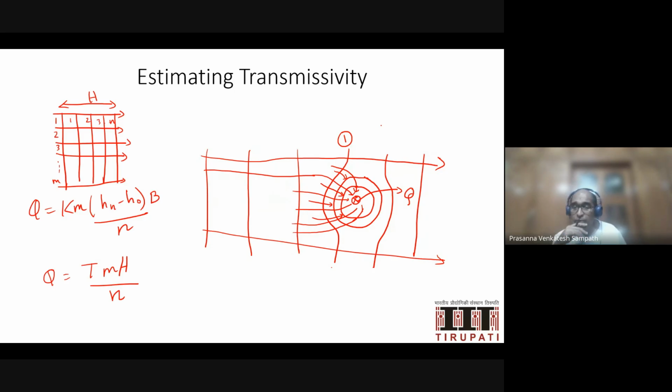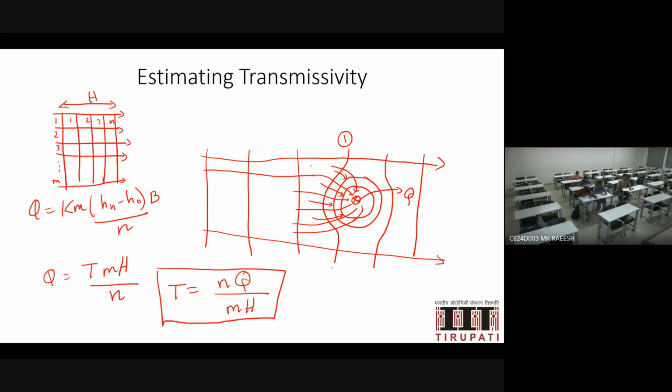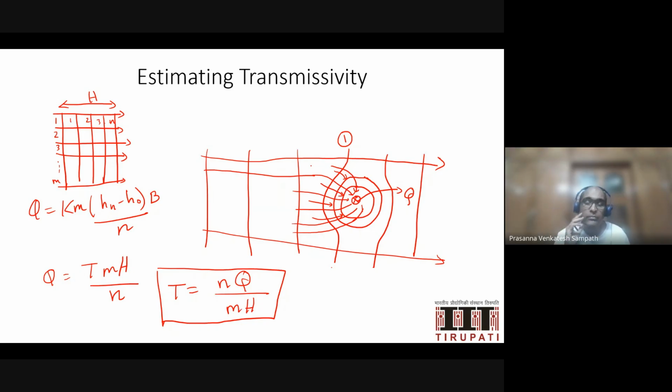is the number of head contours. Okay, so if I rearrange this, I'll get T equal to N times Q divided by M times small h. So Q has units of meter cube.